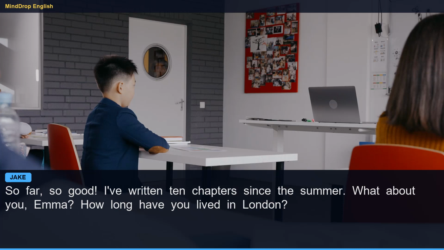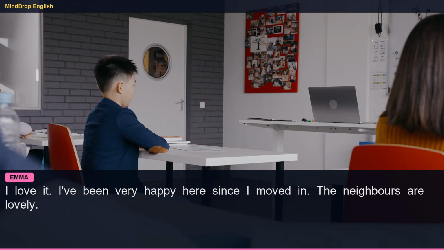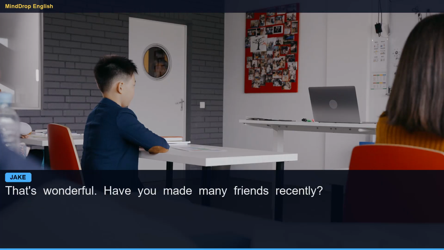What about you, Emma? How long have you lived in London? I have lived in London for 15 years. But I've lived in this neighborhood only since last year. Do you like it? I love it. I've been very happy here since I moved in. The neighbors are lovely. That's wonderful.